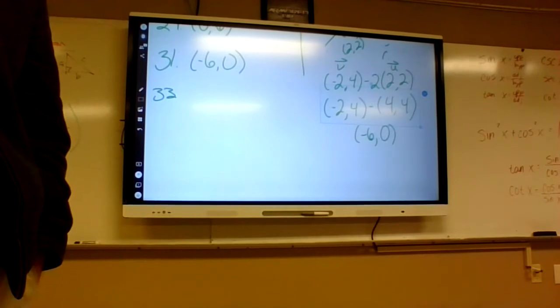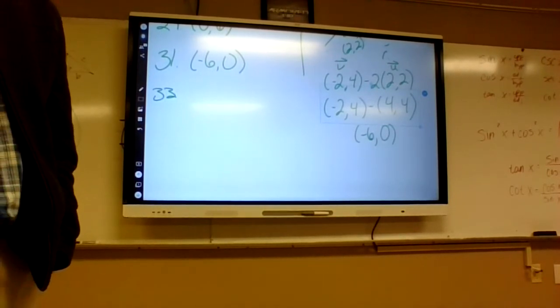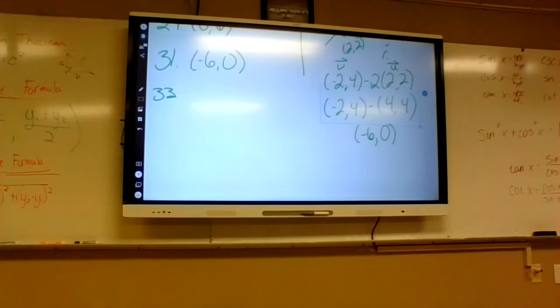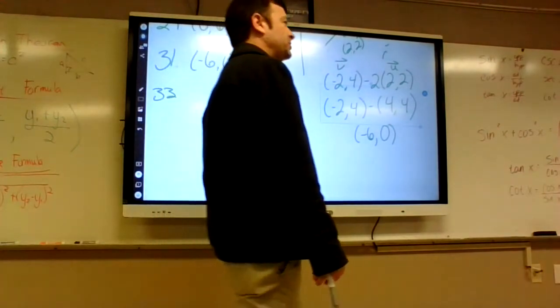Okay, 33. Express each vector in component form, kind of what we're doing. Round answers to the tenth place. 15 miles southeast. Okay, you guys know your compass directions on the map.